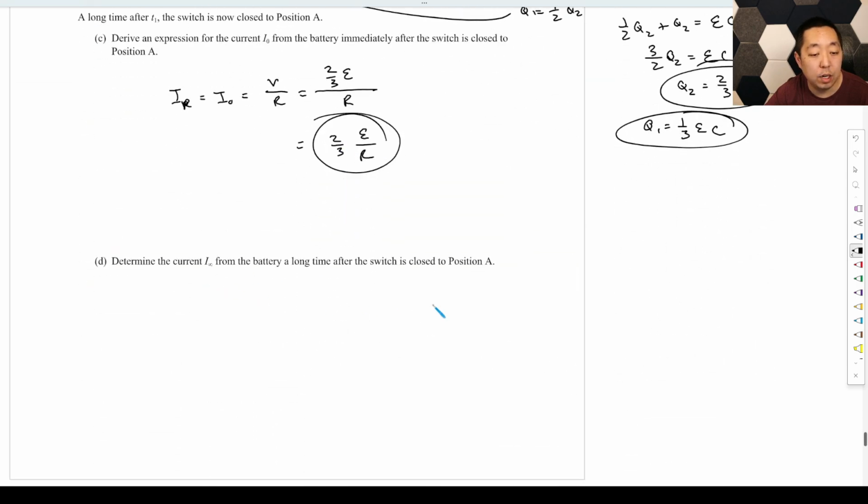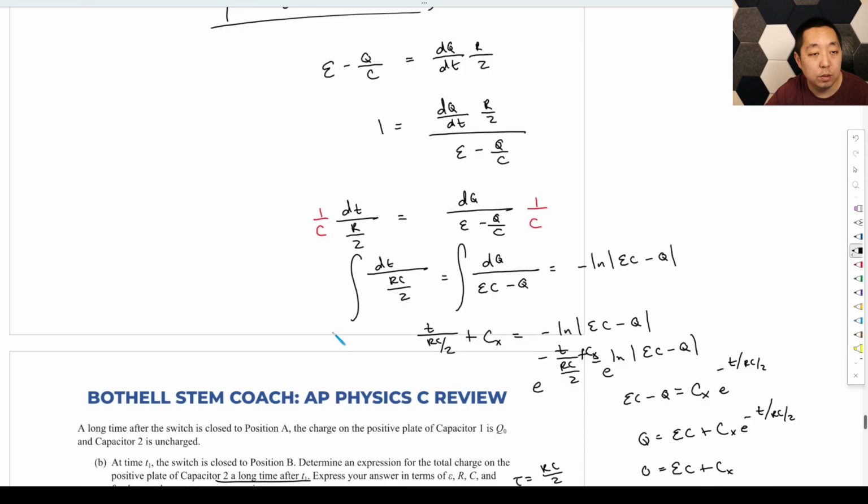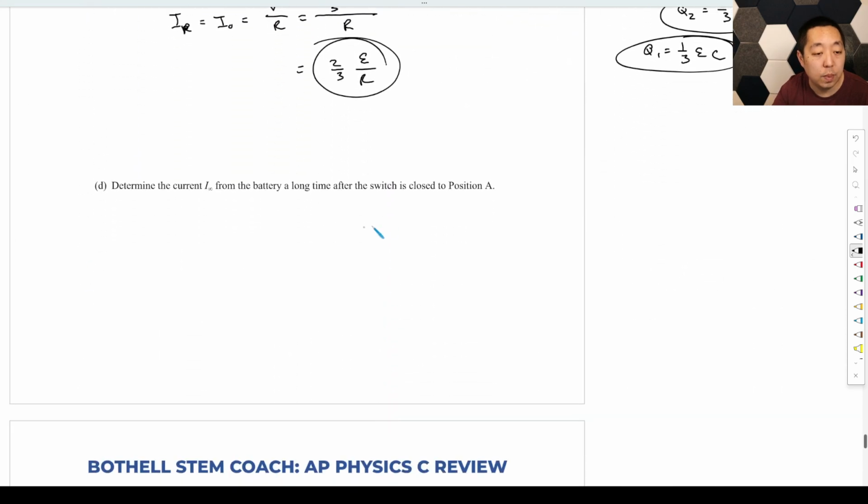Determine the I infinity a long time after the switch is closed to position A. The current from the battery? Well, there's no current that's going to go through the capacitor that's in series with this guy because this thing's disconnected, right? There's no way there's any current going through here. So current's going to go to 0. Long time.